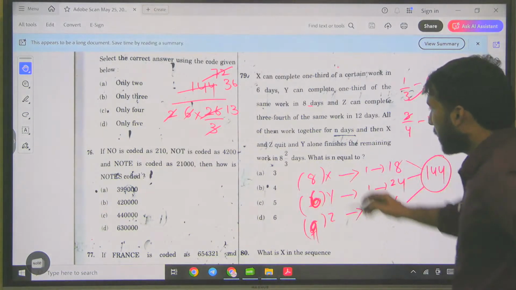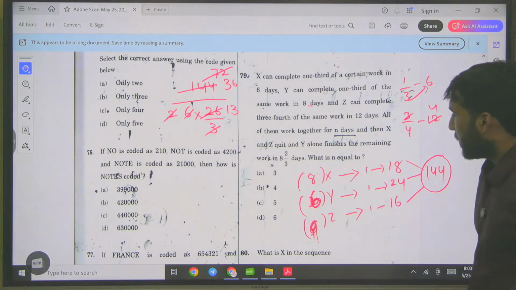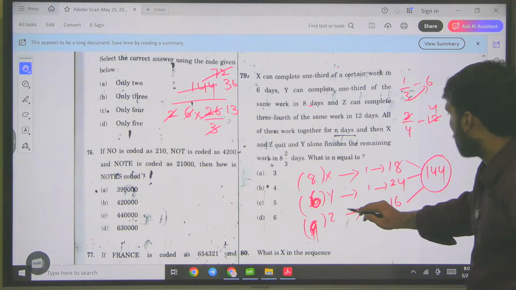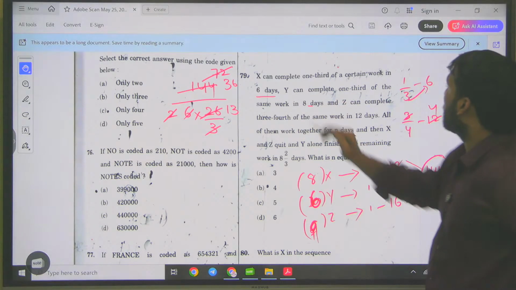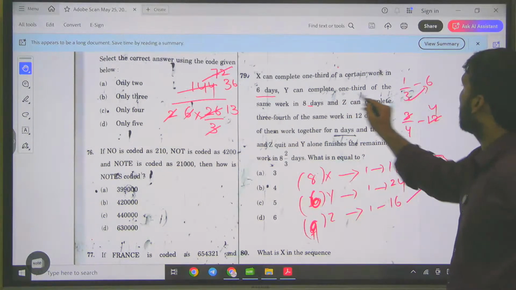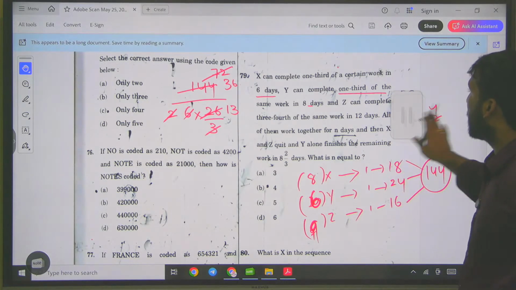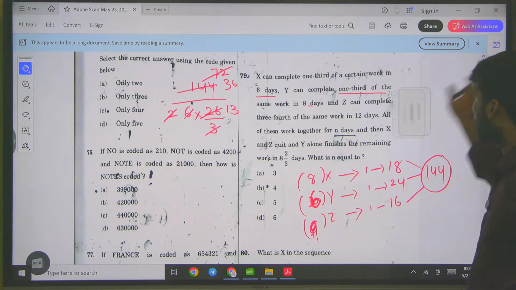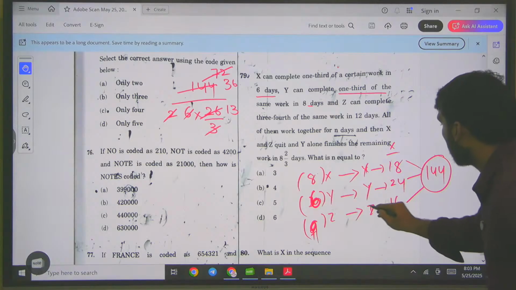For example, 8 plus 6 plus 9, how much will it be? 8 plus 9, 17. 17 plus 6, 23. So X can complete 1/3 of work in 18 days. Y can complete 1/3 of the same work in 8 days, so 8 threes are 24, and Z can complete 3/4 of the same work in 12 days, so 3 fours are 12, 4 fours are 16. Correct. This part is done, and this will be X, this will be Y, this will be Z.